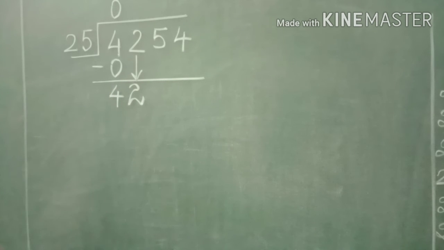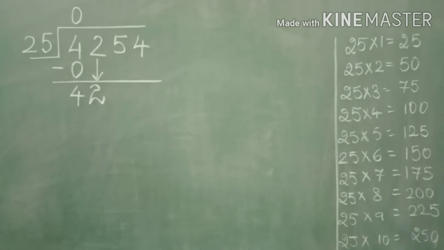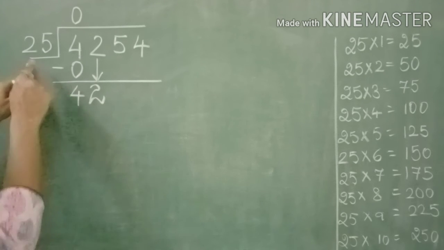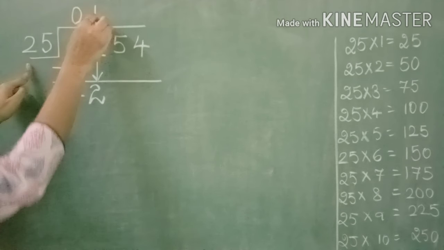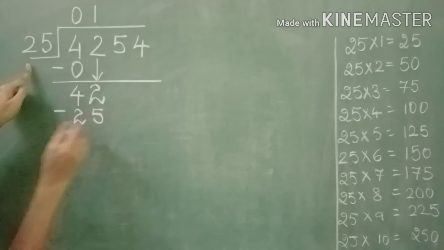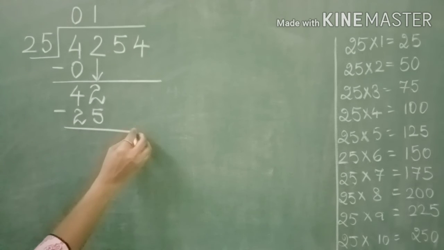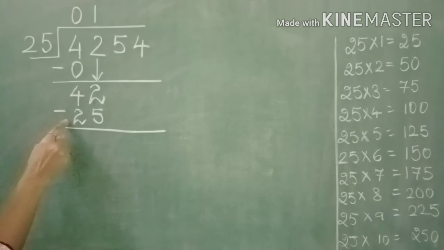But if you see it properly, 25 twos is 50, right? So 50 is a bigger number and 42 is a smaller number. So at that time, which multiplication do we have to do? We have to do 25 ones are 25, and minus. This minus sign is compulsory. Now when we have to subtract 42 minus 25, here carry forward, nothing has to be done.